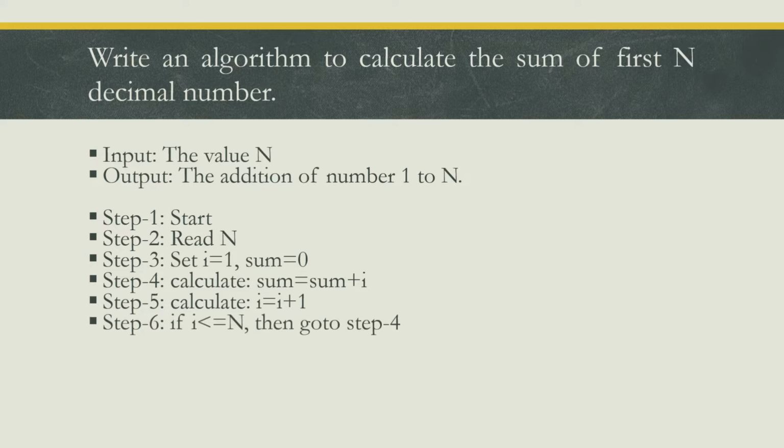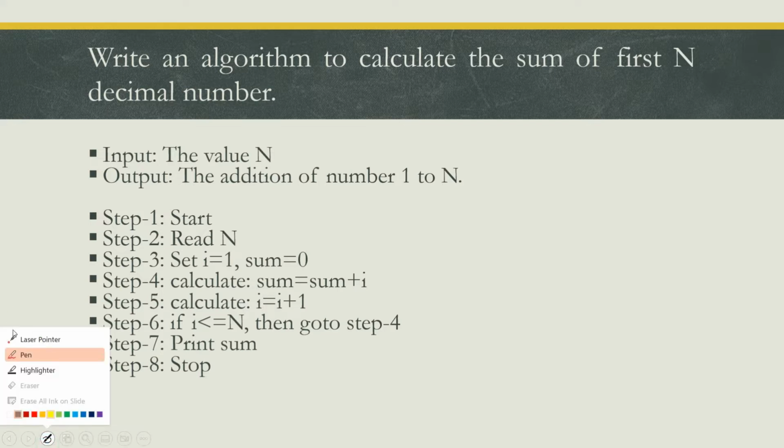If it is true, then we have to transfer control to step number 4 and execute steps 4, 5, 6. Again we have to check whether the value of I is less than or equal to n or not. If it is not, then the result of the addition is in variable sum, and the final step is stop. Okay, so let's trace this algorithm.